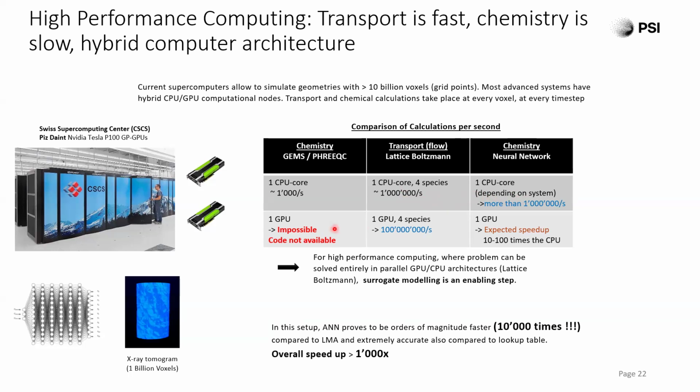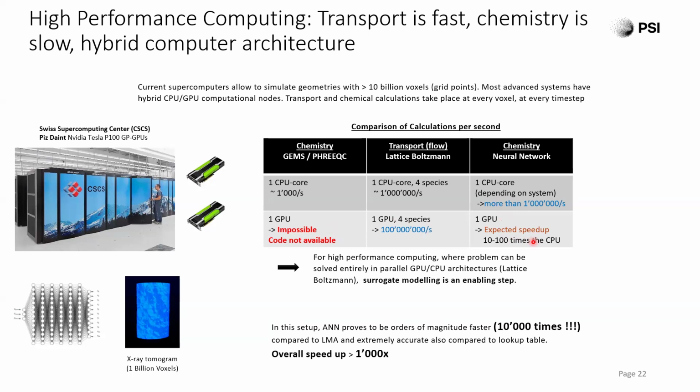Then when we want to have a pure GPU application, there is currently no chemical solver which can be run purely on the GPU. And then the GPU provides another speed up of around 100 times. And running the neural network on the GPU is very straightforward once we have it, or any other surrogate model.